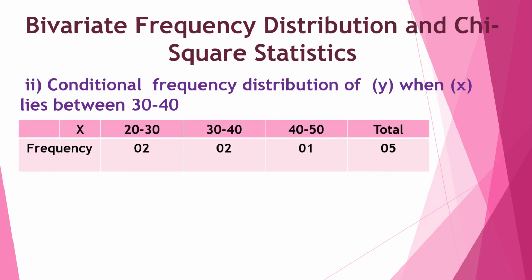Secondly, we have the conditional frequency distribution table, that is of y when x lies between 30 to 40. Meaning, till when do we take the values of y and x? When its value is 30 to 40 only. If it is outside 30 to 40, above or below, then at that time we will not consider those values. OK, so I am considering the values between 30 to 40. It is 20 to 30, 30 to 40, 40 to 50, and the total exactly what we get over here. The frequency is 2, 2 and 1, which equals 5.